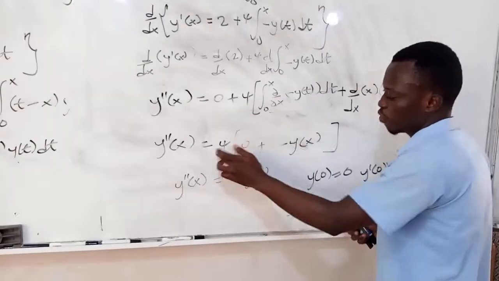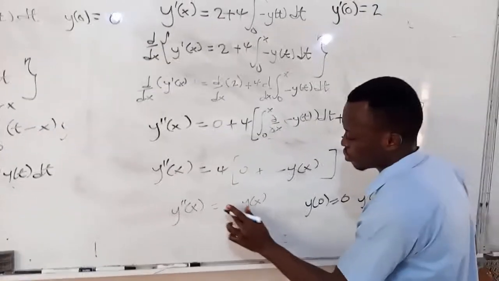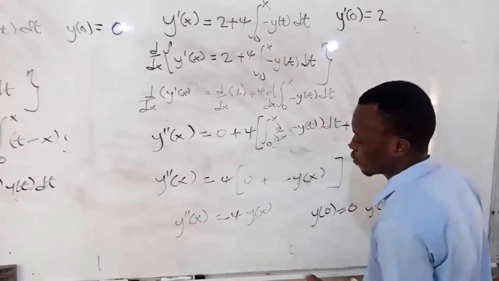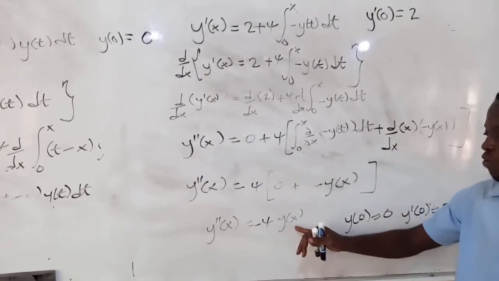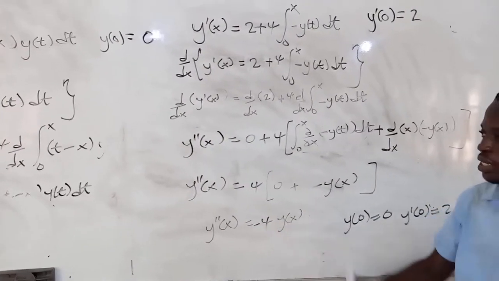Okay, there is a 4 here, so 4 times this becomes minus 4. So y double prime of s is equal to minus 4 of s. Minus 4 y of s.